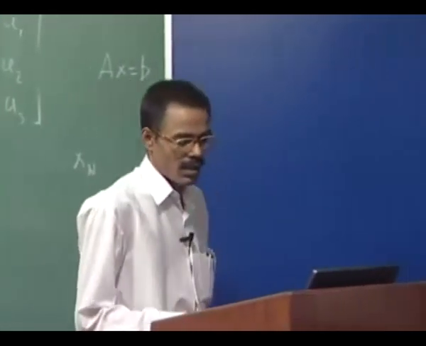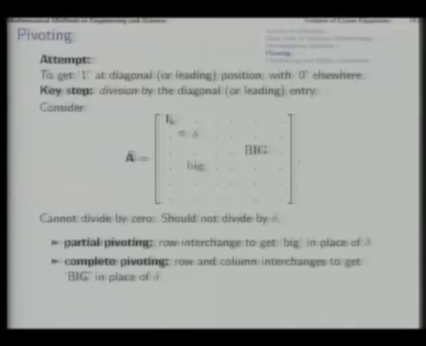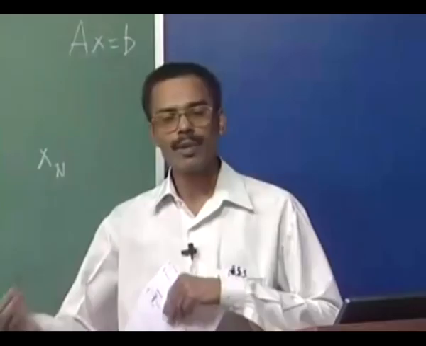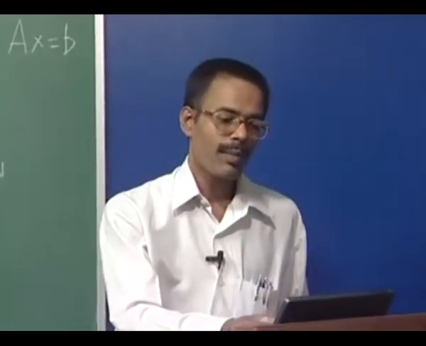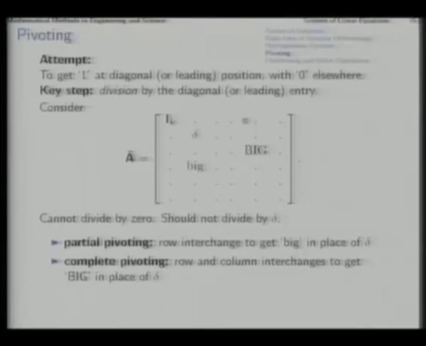So, if we only apply row interchange to get this big number in this location, which will send this delta here, then that kind of pivoting is called partial pivoting. On the other hand, there is also a technique called complete pivoting, in which we first apply row interchanges and then column interchanges in order to get the largest possible number from this entire block to come here. That is called complete pivoting.